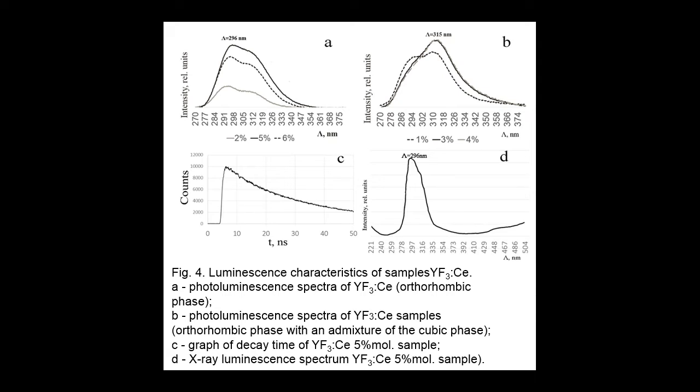The sample with 5% of cerium has the highest intensity. On figure C, you can see the graph of decay time of the sample with 5% of cerium. In the case of photodynamic therapy, the sample with the longest decay time is the best, since it will make the duration of X-ray radiation less. On figure D, you can see the X-ray luminescence spectrum of the same sample, which was measured on a laboratory setup with a copper anode at a voltage of 80 kilovolts and current of 62 milliamperes.